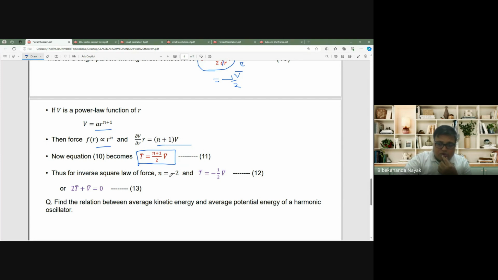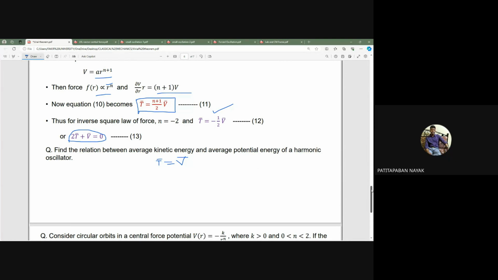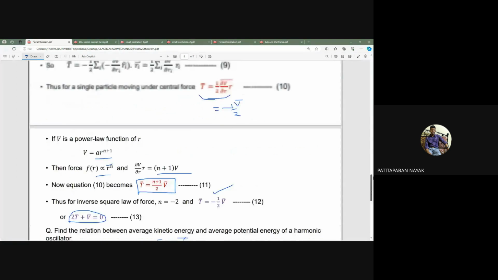For the inverse square law of force, n is equal to minus 2, F goes as r to the power minus 2. So if you put minus 2, you get T bar is equal to minus half V bar, which we already got directly from this formula. So T bar plus 2 V bar is equal to 0 for Kepler's problem. Similarly, calculate for the harmonic oscillator and you will find T bar is equal to V bar. Clear? Yes, sir. Clear. Okay. This is the virial theorem.